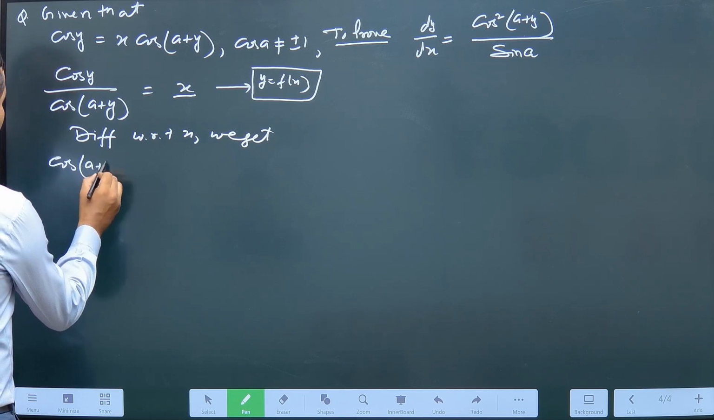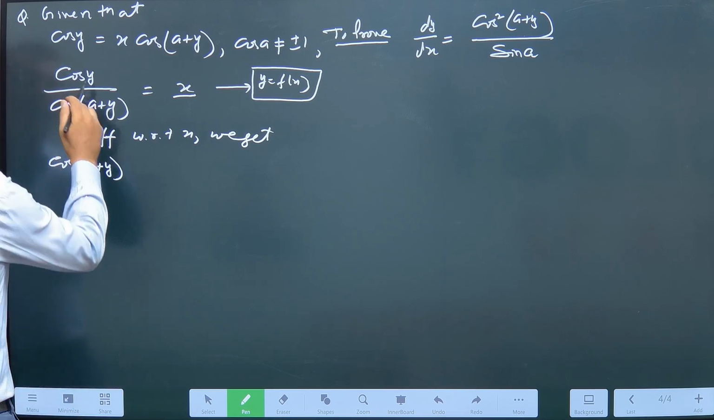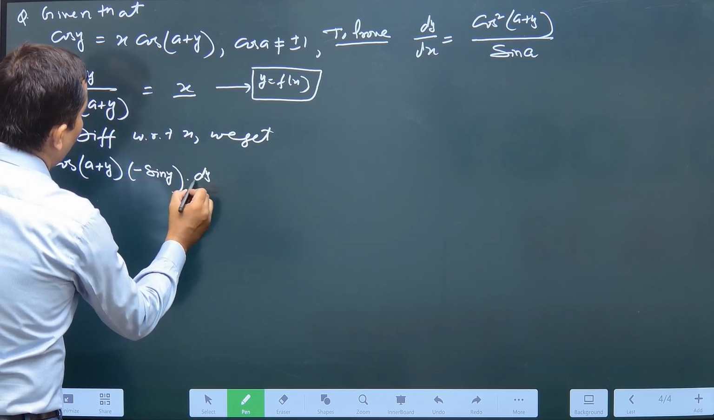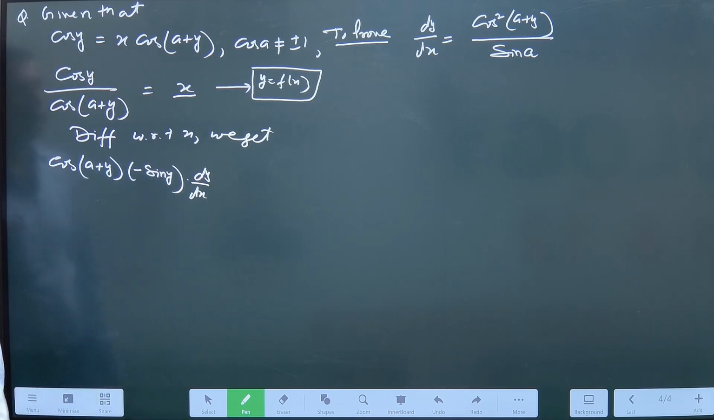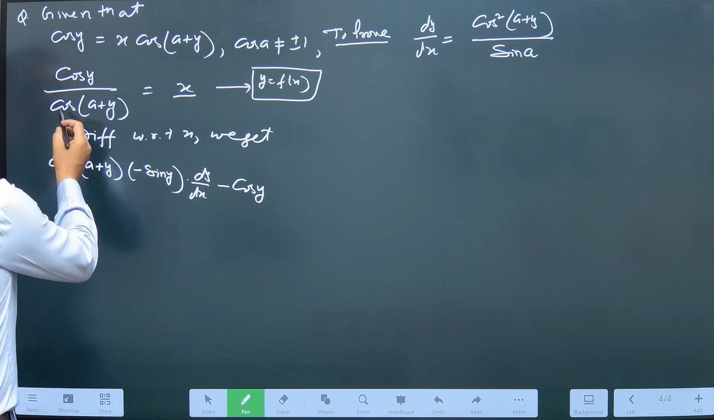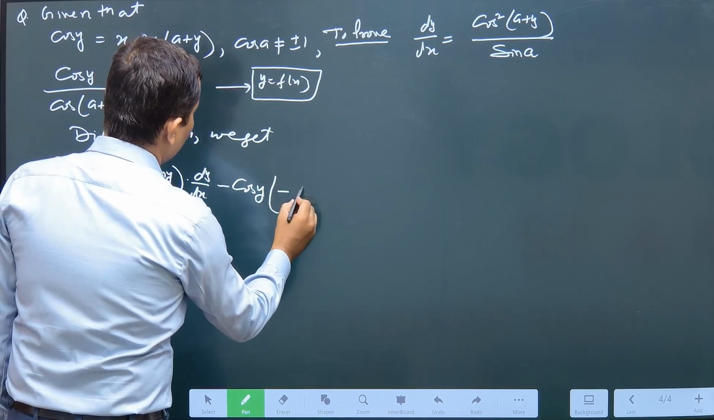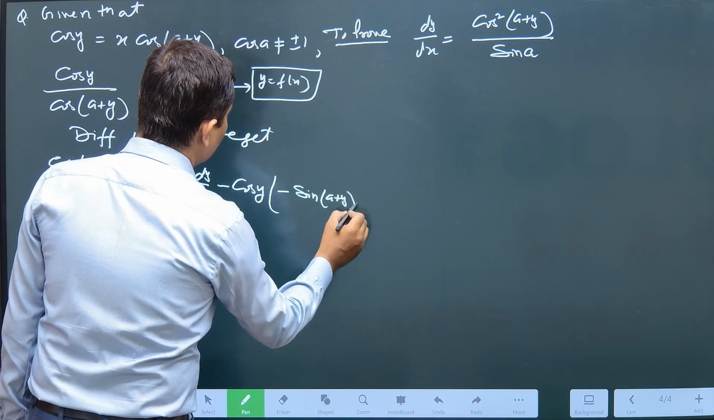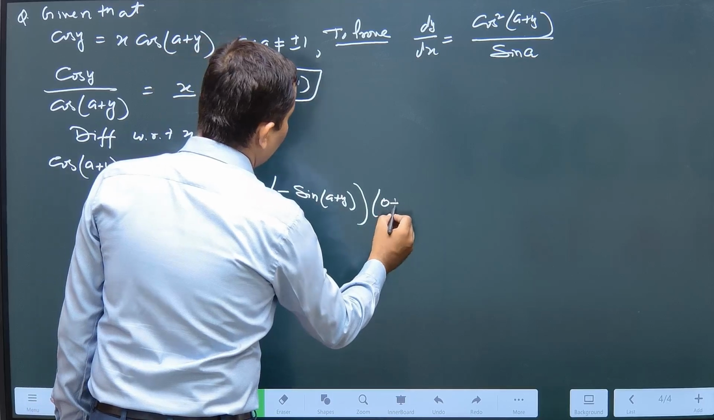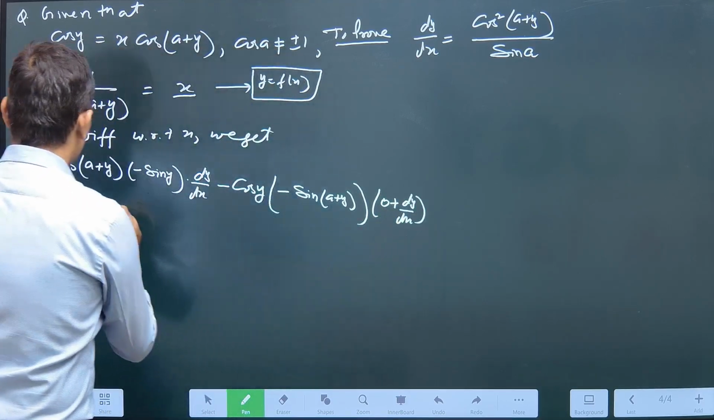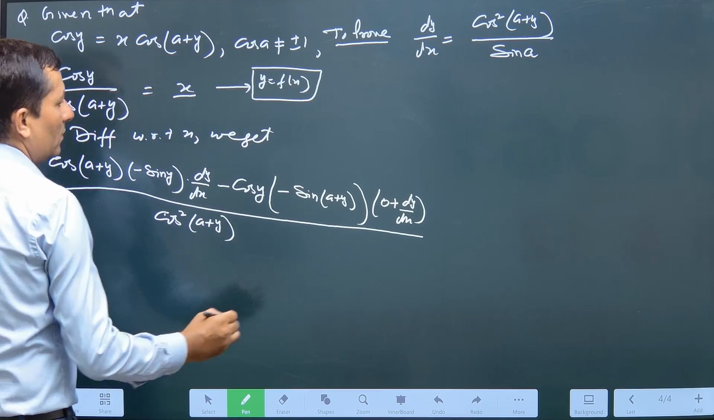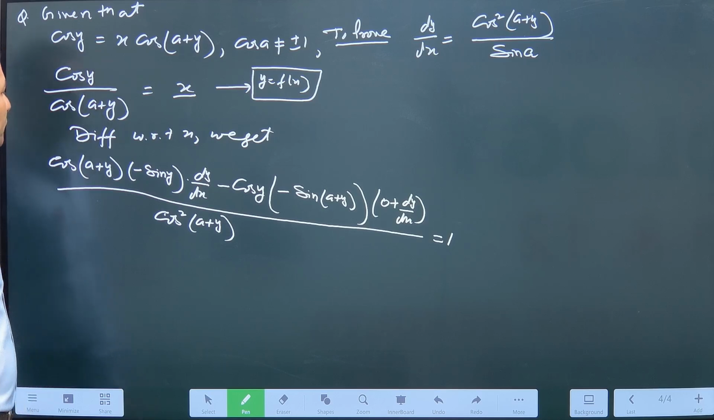cos(a plus y) times derivative of cos y, minus sin y, derivative of y, dy upon dx, minus cos y times derivative of cos, sin(a plus y), derivative of (a plus y), dy upon dx, upon cos square(a plus y) is equal to 1. Clear? Okay.